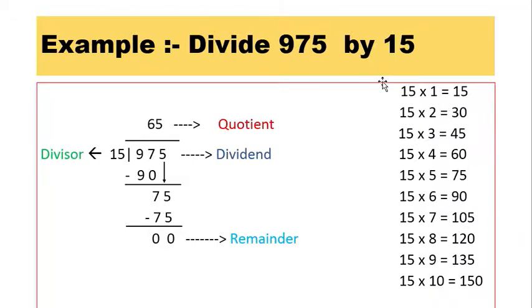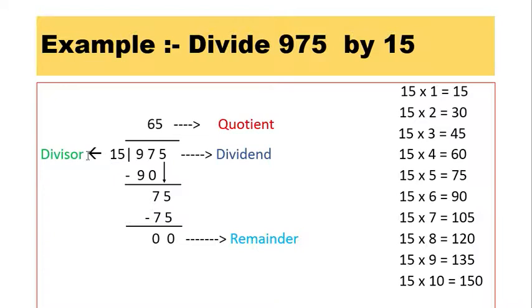Another example, divide 975 by 15. First you can write the 15 table, draw a rough column on the right hand side in your copy, and write the 15's timetable. Then you can solve the division sums easily. Remember students, you can also learn tables to solve sums: addition, subtraction, division, all.